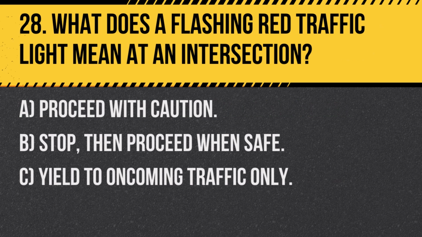Question 28. What does a flashing red traffic light mean at an intersection? A. Proceed with caution. B. Stop, then proceed when safe. C. Yield to oncoming traffic only. Answer: B. Stop, then proceed when safe. A flashing red light is treated as a stop sign.